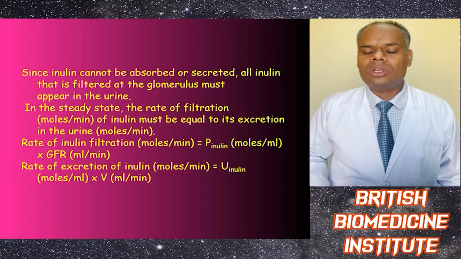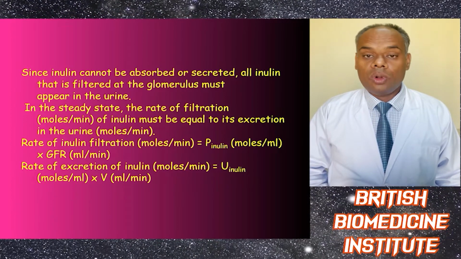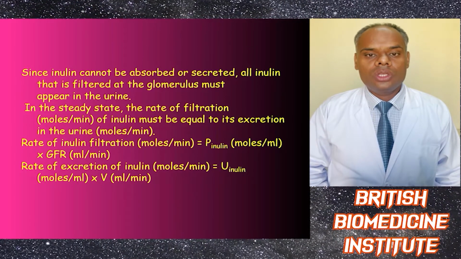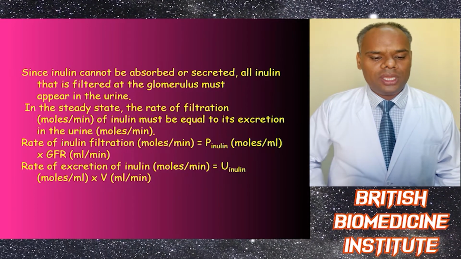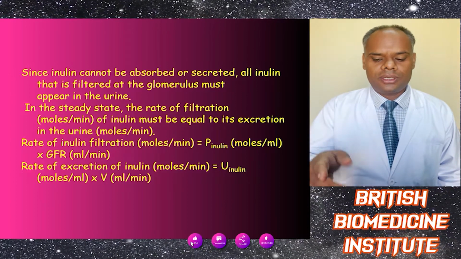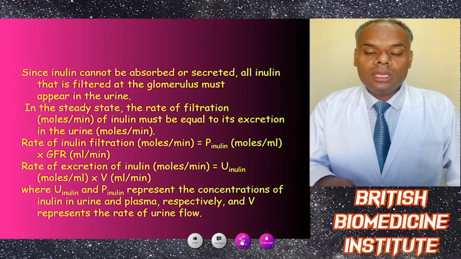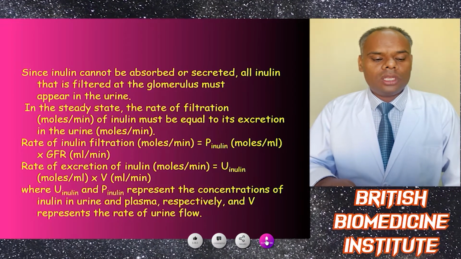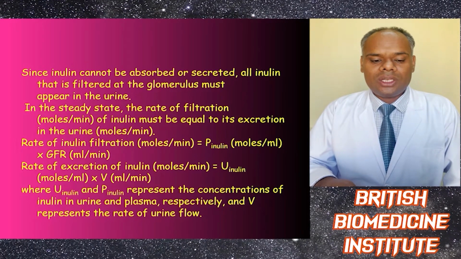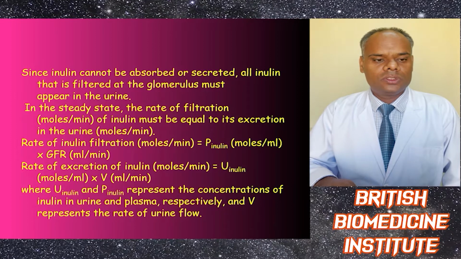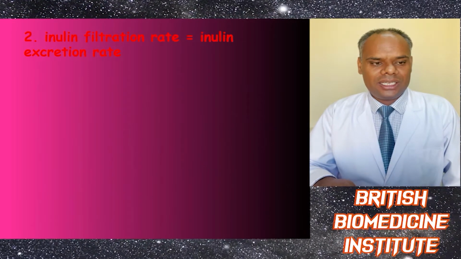So the rate of excretion of inulin, again measured in moles per minute, will be equal to U inulin, in moles per liter, multiplied by V, in ml per minute, where U inulin and P inulin represent the concentration of inulin in urine and plasma, and V represents the rate of urine flow. Next is inulin filtration rate or excretion rate.